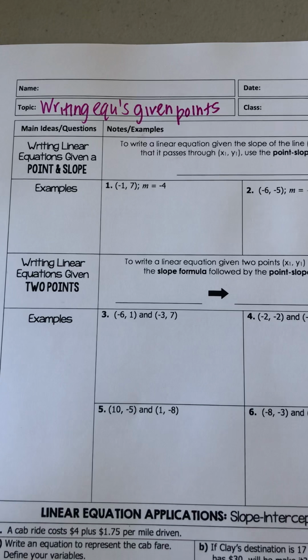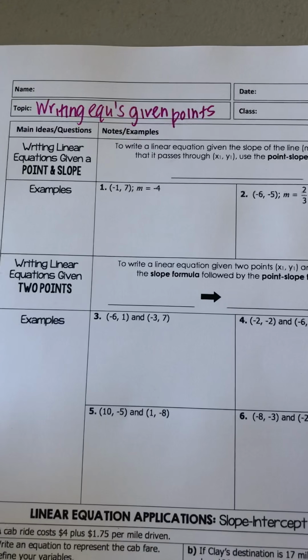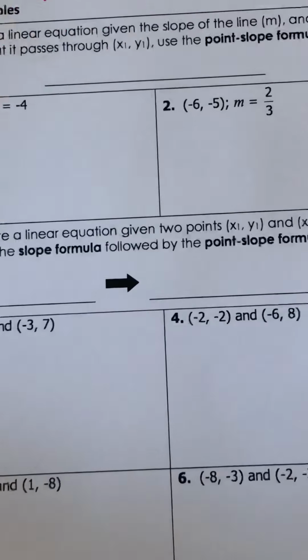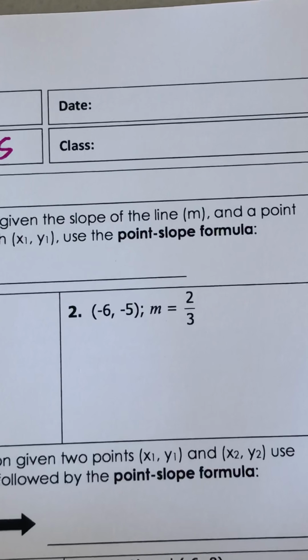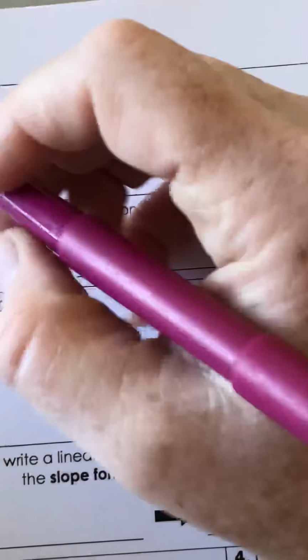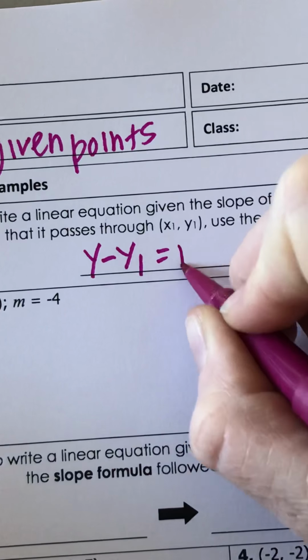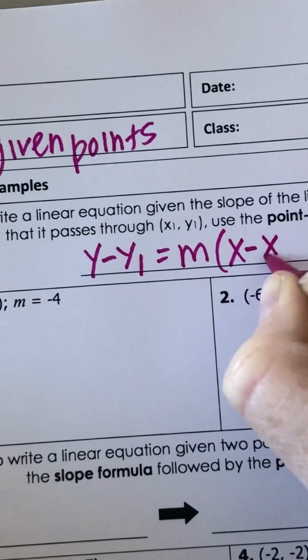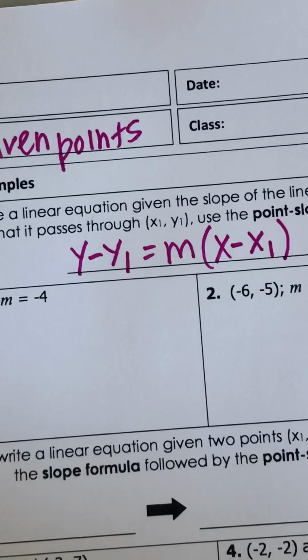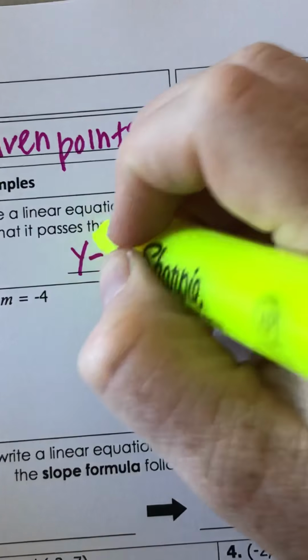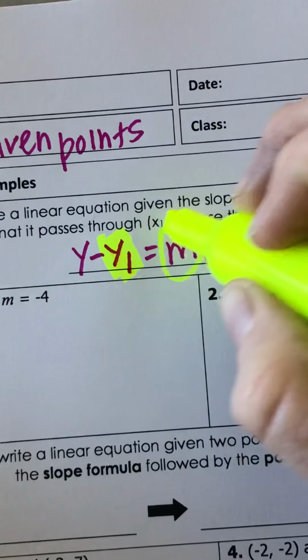Okay, so given a point and a slope is a little different than if you're given 2 points. But when you are given a point and a slope, you are going to obviously use the point slope formula, which is y minus y1 equals m times x minus x1. Okay, so the point would be given to you, and that would be the x1, y1, and then your slope would also be given to you.